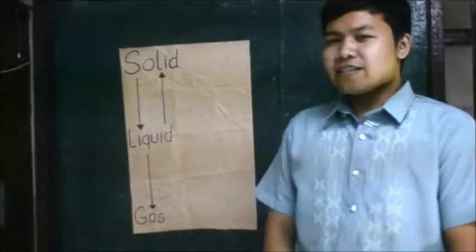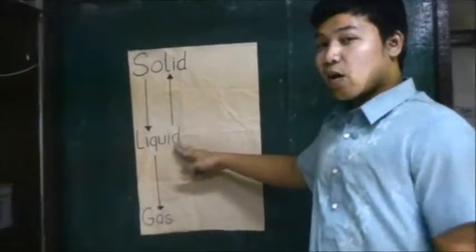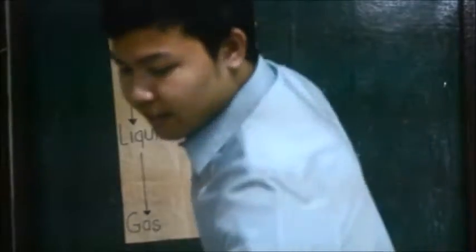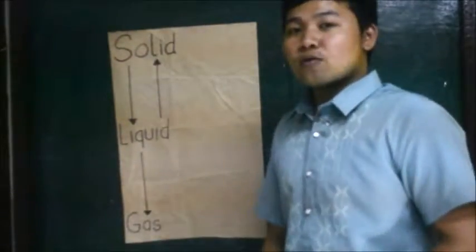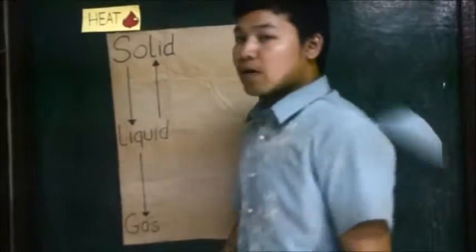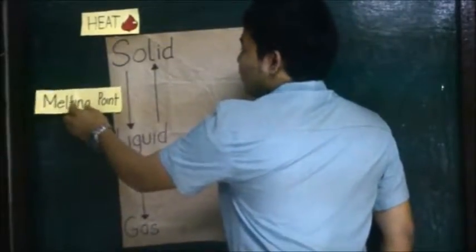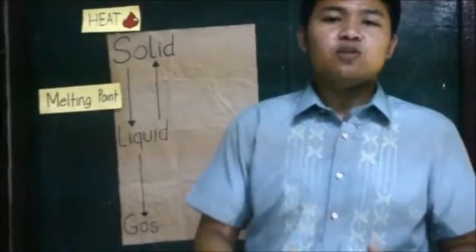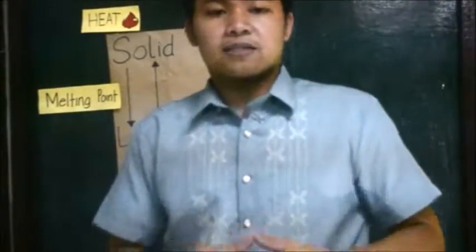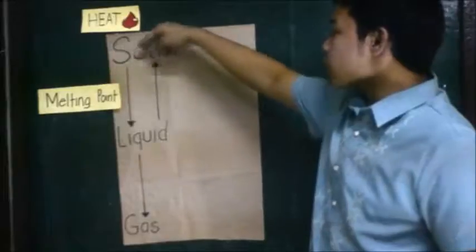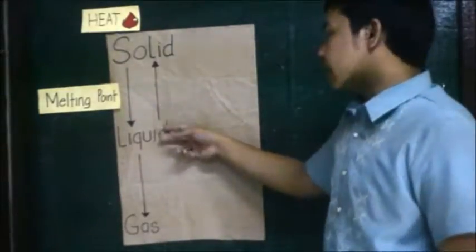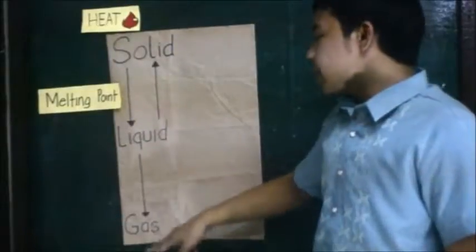Now, there is a question. Is it possible that solid can become a liquid or liquid can become a gas? The answer is yes, if these two states of matter undergo the process of heat. If the solid undergoes heat, it will reach the melting point of the solid. Melting point is the temperature at which a given solid will melt. That is how solid became liquefied.